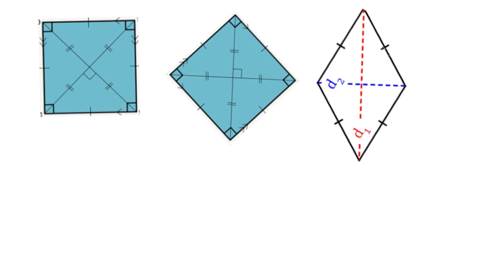Now let's squash this square from both left and right so that one of the diagonals becomes longer and one of the diagonals becomes shorter. Now we have a rhombus. The sides are still the same, but the diagonals have different lengths.